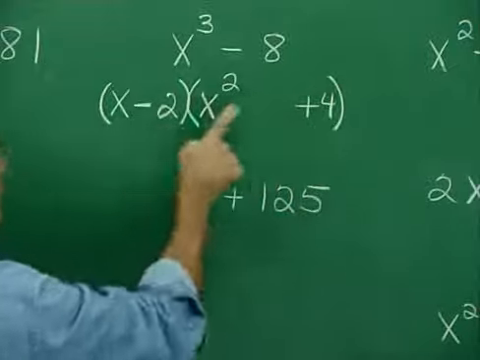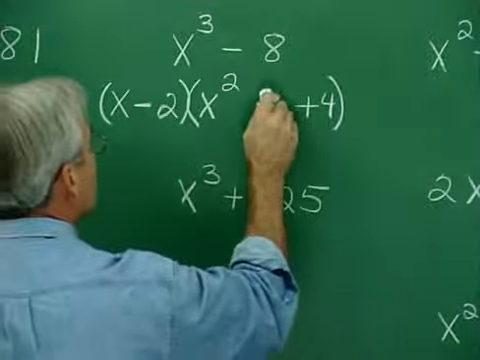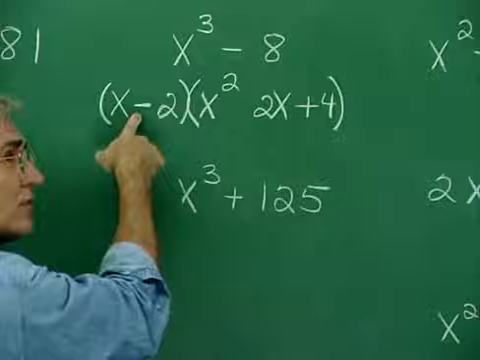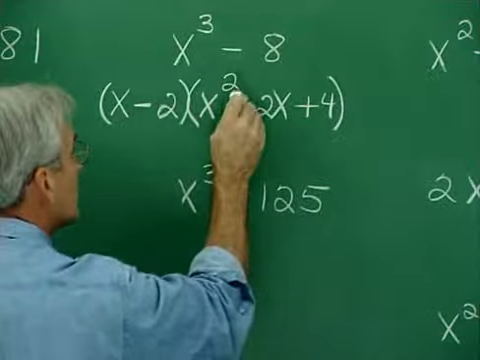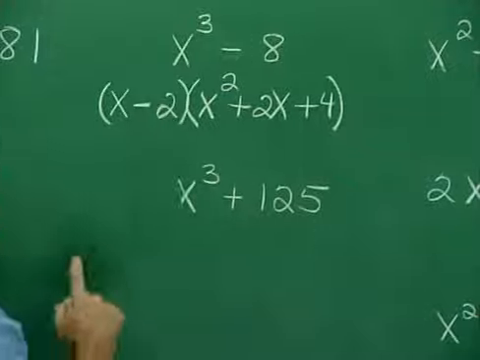Okay, the middle term is the product of these two without regard to sign. So 2 times x, 2x. And the sign turns out to be opposite that sign. If that's minus, this is plus. And if that's plus, this would be minus. Okay, let's go through it again.